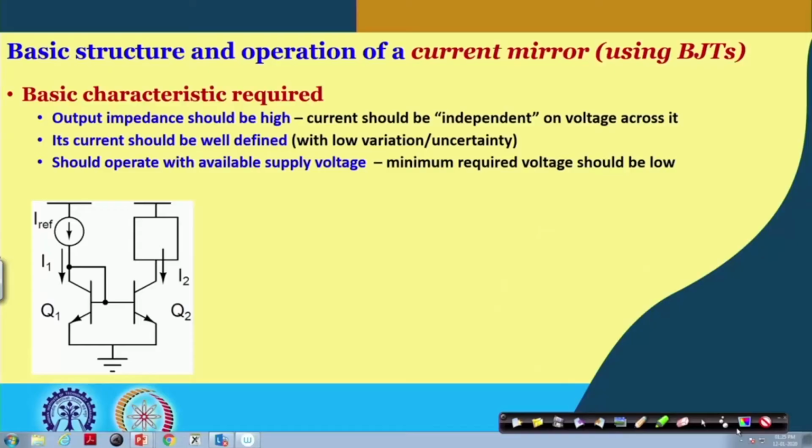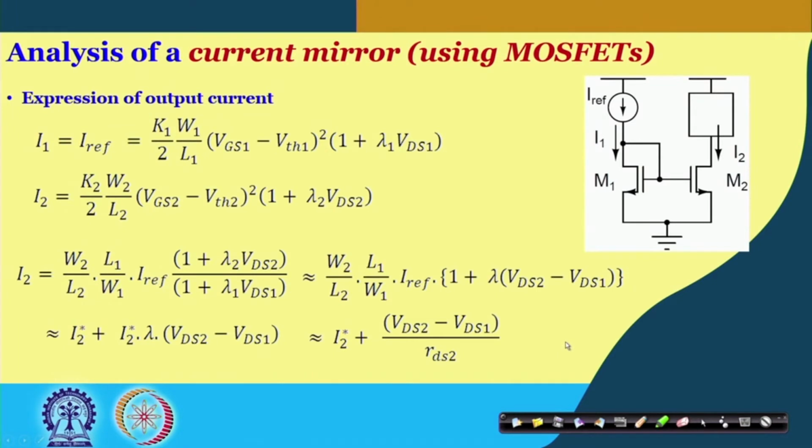We are talking about the basic structure of the current mirror, both BJT and MOSFET versions, and now we are going to discuss in more detail the expression of the output current and output resistance of those current mirrors. To start with the analysis of the current mirror, we have the circuit here.